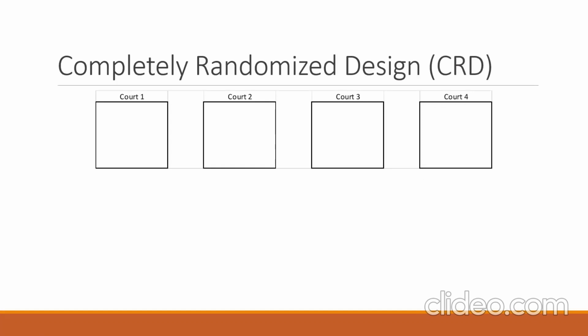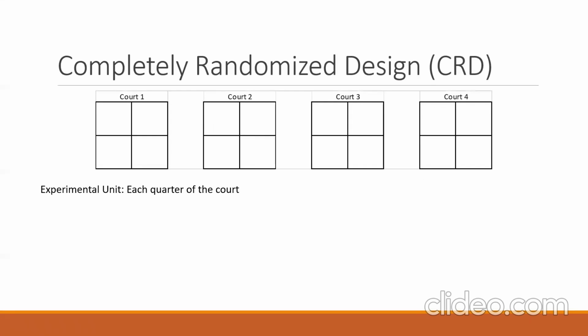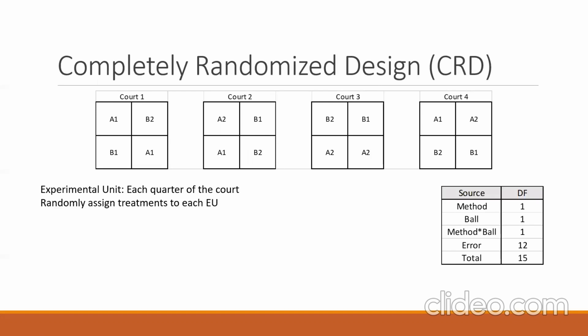So let's look at 2 different classical design strategies. First off, the CRD, completely randomized design. In this case, since we said we wanted a total sample size of 16, we'd want to divide the courts into subsections, basically each quarter of the court, giving us a total sample size of 16. So our experimental unit is going to be each quarter of the court. We can then randomly assign the treatments to each experimental unit, so to each quarter of the court.